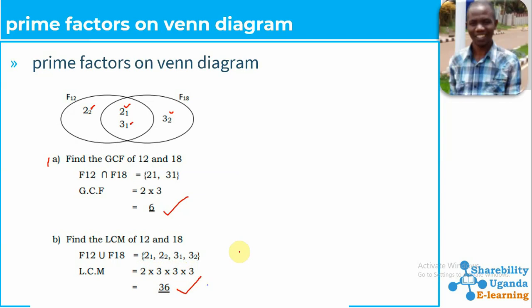So that is how we can solve numbers on a Venn diagram, and how we can represent those numbers in a Venn diagram. We shall also be able to look at different questions that are always asked concerning prime factors on a Venn diagram.